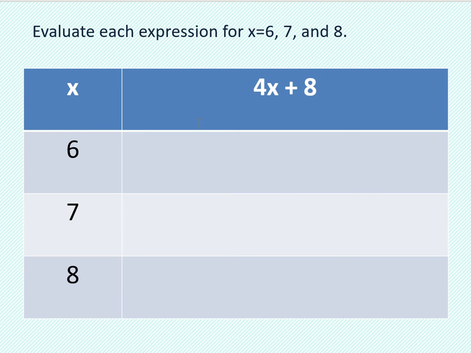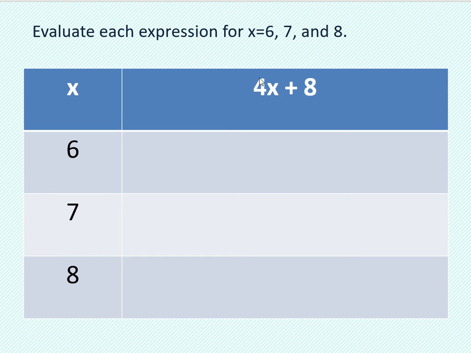Okay, your expression is 4x plus 8. So how would you solve this? In your order of operations, remember, you solve parentheses first. Well, we have no parentheses. Look for exponents. There are no exponents. So next you would multiply or divide, whichever comes first. And for us, we have no division, we only have multiplication. So you would solve for 4x first. And then you would add or subtract, whichever they're asking you to do.